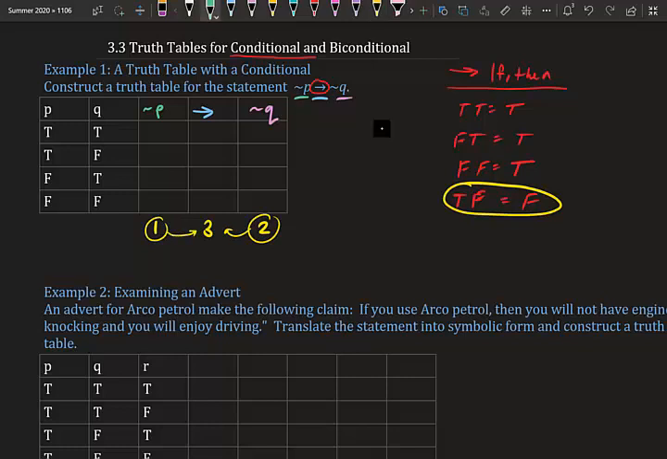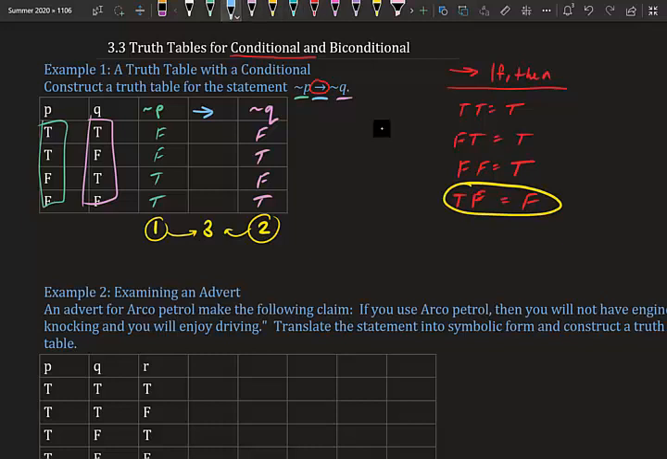So let's do the opposite of P. So the opposite of the P they give us: false, false, true, true. And then we need to do the opposite of Q. So the opposite of what they give us for Q. And remember, those are always going to be given to you. So we have true, opposite. False, true, false, true. Now we're going to bring it together.